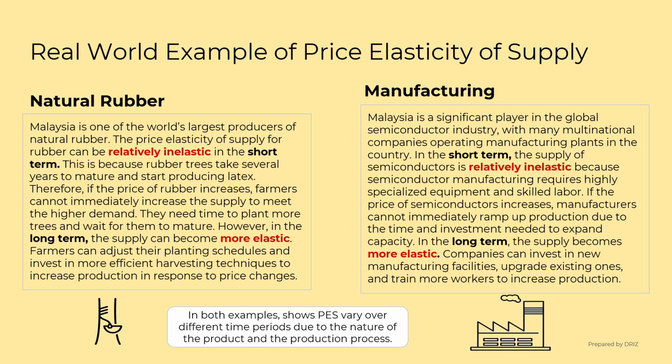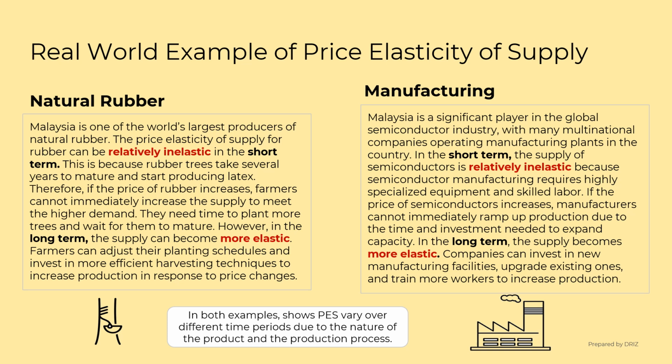Here are real-world examples of price elasticity of supply. The first is natural rubber. The supply of natural rubber is inelastic, especially in the short run. This is because rubber trees take years to grow, and farmers cannot quickly increase supply when prices rise. Even if prices go up, it takes a long time to plant, grow, and harvest.